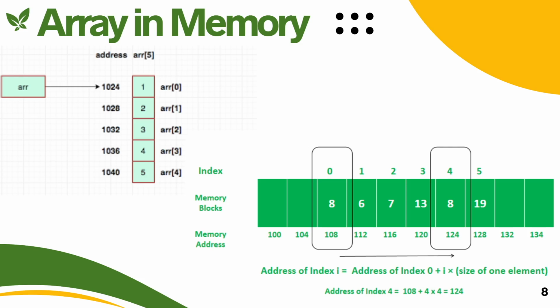Say for instance, if I want to find the address of the 4th element, we compute from the base address as 108 plus 4th element, which is 4 into 4. So, its actual address is 124. So, this is how we compute the address of every element in an array from the base address.